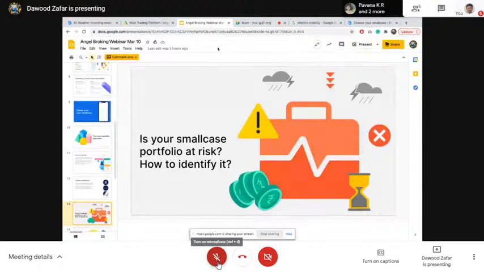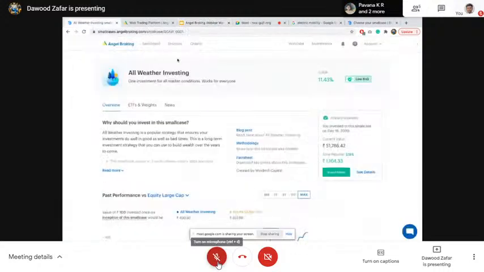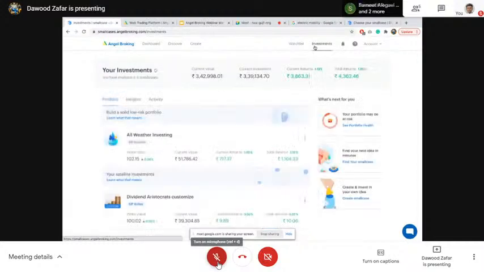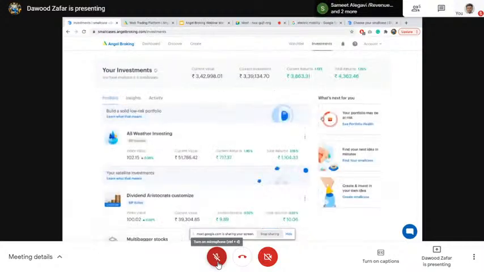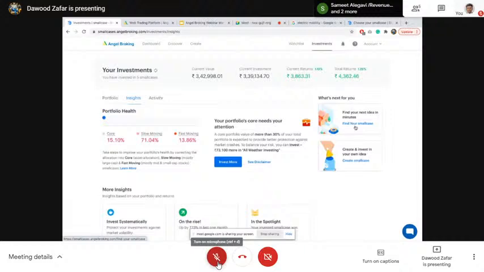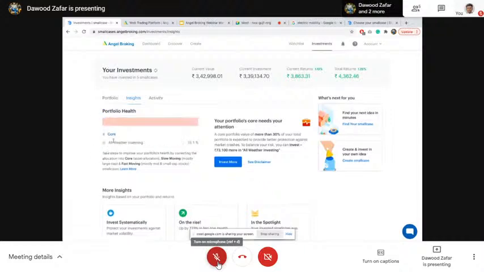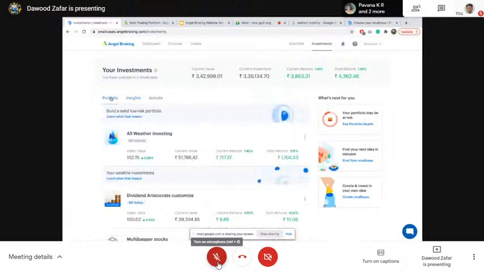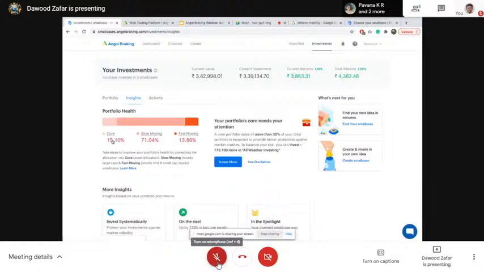So let me go and show you how this portfolio health works. So now I already invested in this. Let me go and check my portfolio. If you come to investments, you can come and see the portfolio health over here. So this is showing I have invested 15% in core. I have invested, one second. So I have invested 15% in core, 71% in slow moving, and 30% in fast moving. So this is a core satellite approach.